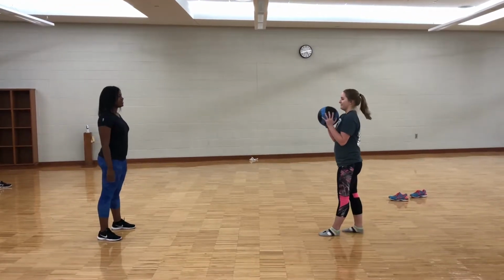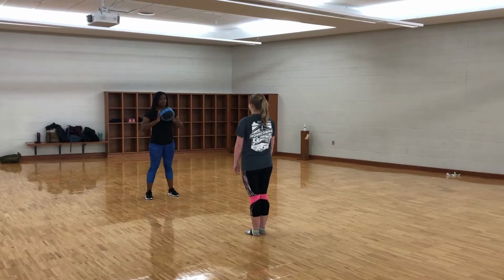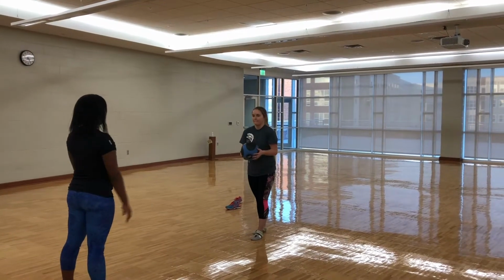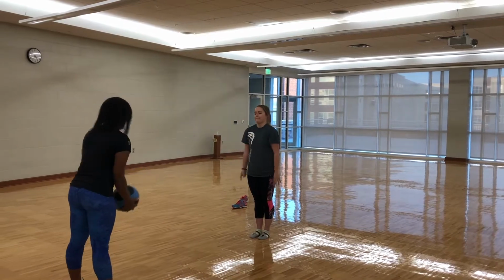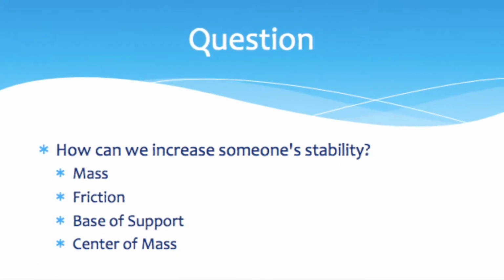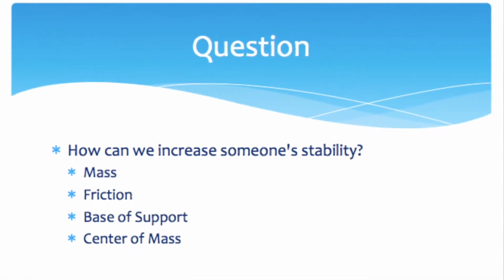Equilibrium is being applied to this activity, being shown where the two women are throwing and catching a medicine ball. Each time the woman catches the medicine ball, she loses her balance. Therefore, the question we are answering is, how can we increase someone's stability?